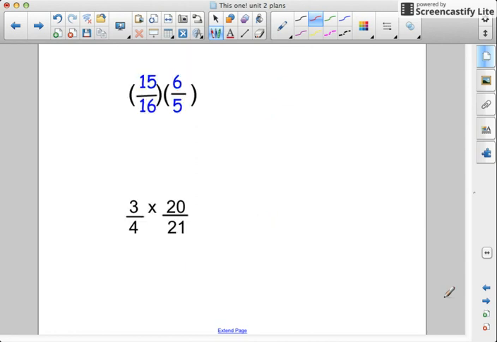Next one, let's see what we can cancel here. Well, 5 goes into the top and the bottom. So this will give me 3. This will give me 1. And 2 can go into both 6 and 16. So I'm going to divide by 2. So this would give me 3. This would give me 8. So 3 times 3 on the top is 9. 8 times 1 on the bottom is 8. Or 1 and 1/8.